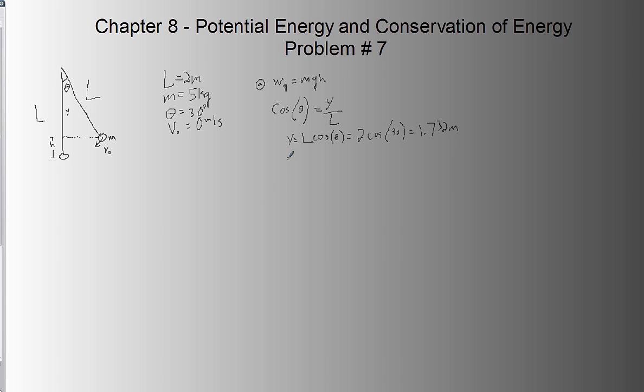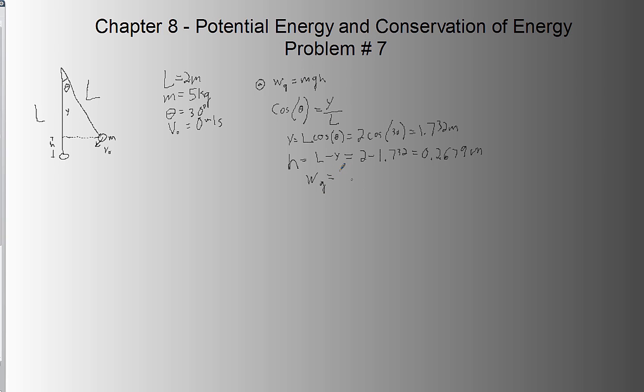So now H is going to equal L minus Y. Hopefully you can see that from the picture here. L is the whole thing. H is Y subtracted from L. So that's going to be 2 minus the 1.732, which equals 0.2679 meters.